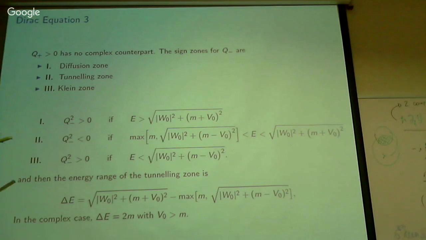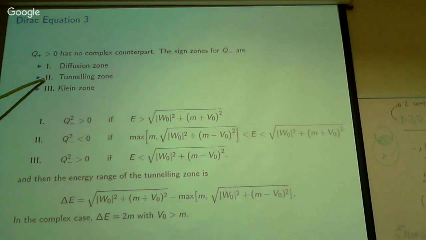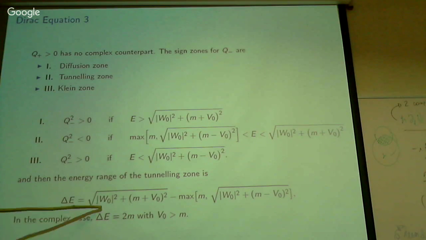So the effect of the quaternionic potential on the character of the solutions may be measured in this difference between, for example, the diffusion and the tunneling zone. In the complex case, this is a constant quantity, but in the quaternionic case, it's not. This value can change.